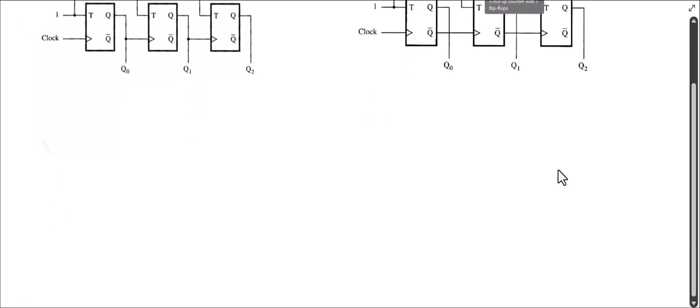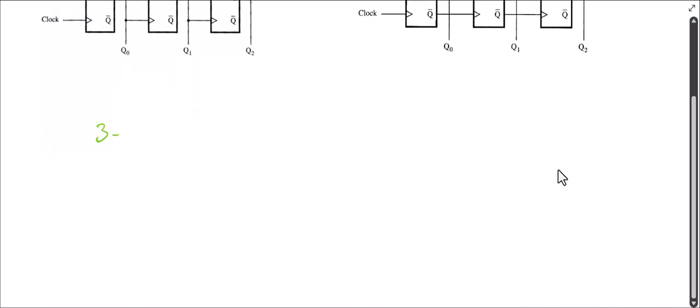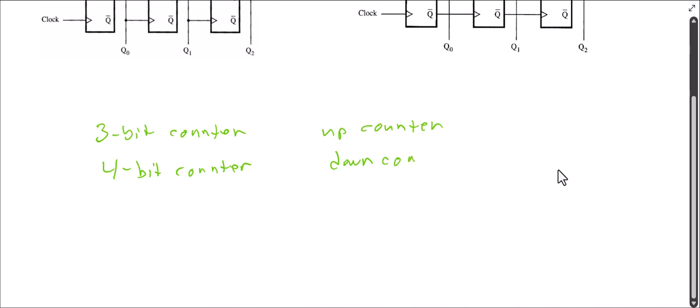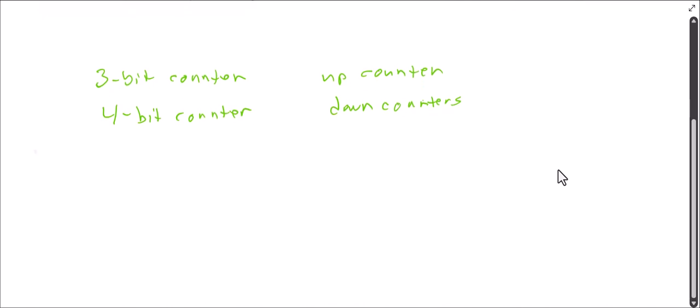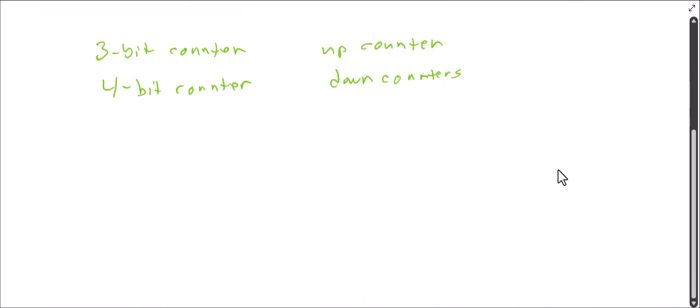And so you can talk about a 3-bit counter or a 4-bit counter, and you can talk about an up counter, or you can talk about a down counter, and you can make counters with T flip-flops, and you can make counters with D flip-flops, and if you look in your book, you have examples of all of those. But let's just talk, I'll start with a 4-bit counter.